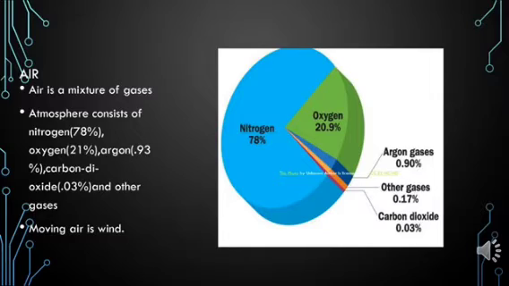Now when this air starts moving, then this moving air is called wind. So in this lesson we are going to study about wind, then the different properties of air and how winds are caused. What are the reasons for the formation of winds?